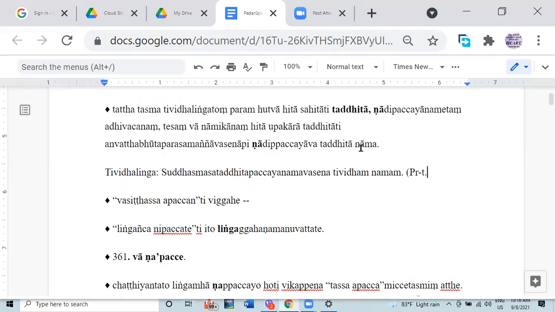Page number 160 in my version. Okay. So it says Tivida linga. What is Tivida linga? Soda, this one. Soda nama. So after this long compound, we have nama. You see, nama. So we have to connect with this nama.